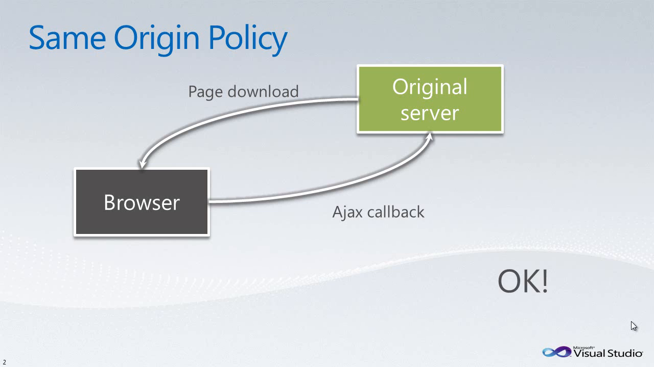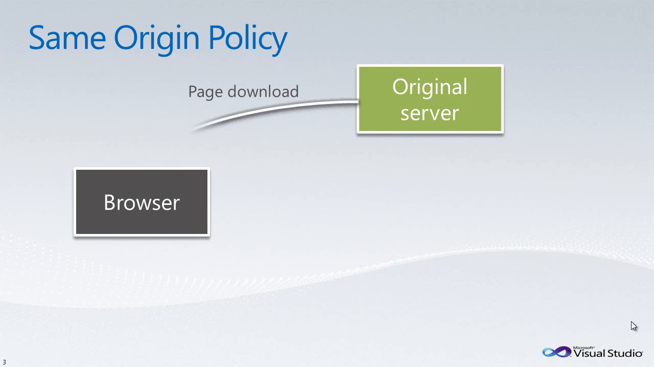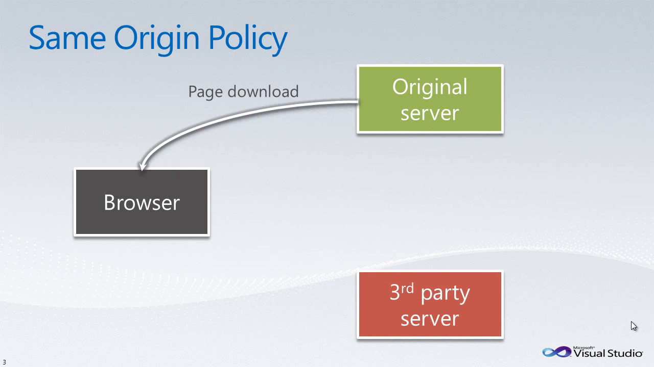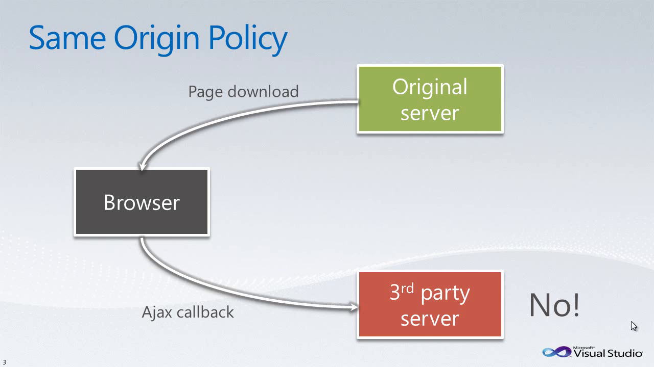However, if the user downloads a page from one server and the page initiates additional hidden Ajax requests to a third-party server, that may raise some privacy issues. So for this reason, this kind of communication is not allowed by the browser. There is a restriction implemented in all modern browsers called the same origin policy that denies this kind of communication.